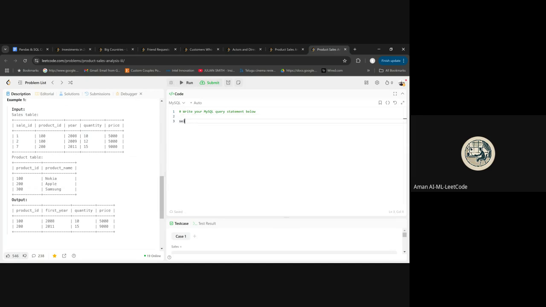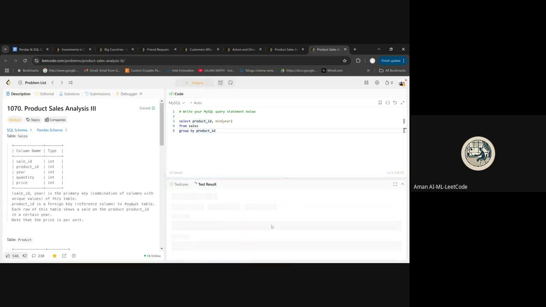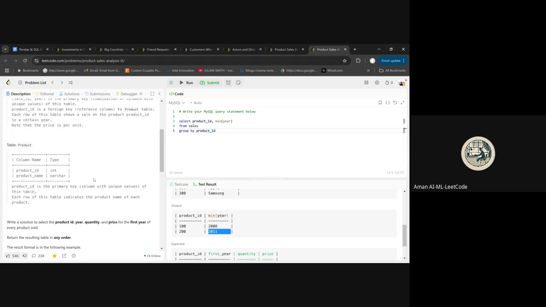So this is going to give me first year of the product ID. Correct? You run this. It is from sales. This is going to give me first year value of every product. Okay. So we got 100, 2008, 200, 2011. Okay. That's fine. What next?